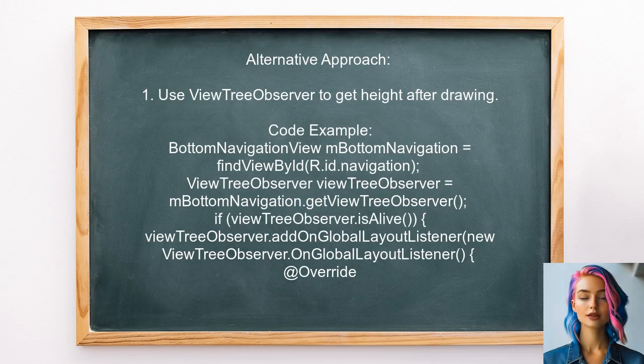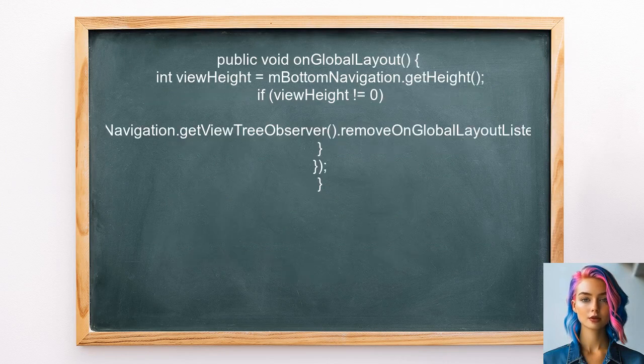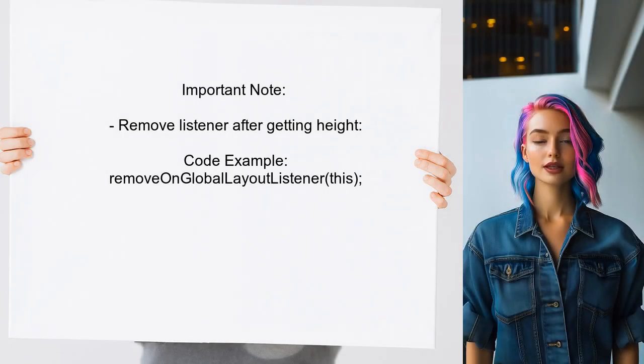Another user suggests an alternative method to get the height of the bottom navigation view programmatically. They recommend using the ViewTreeObserver, which allows you to retrieve the height after the view has been drawn. It's important to remove the listener once you have the height to avoid unnecessary updates. This can be done using the removeOnGlobalLayoutListener method.